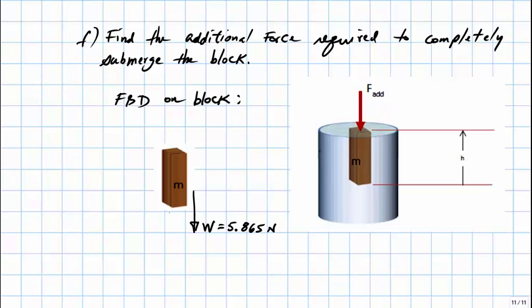The buoyant force is acting on the block, but this is a different buoyant force. The buoyant force we calculated earlier only considered the submerged portion of the block. Now that the block is fully submerged, the buoyant force will be greater. So we have to recalculate the new buoyant force. There's also this additional force that we're seeking to determine. And that force is pushing the block downwards and forcing it to be completely submerged.